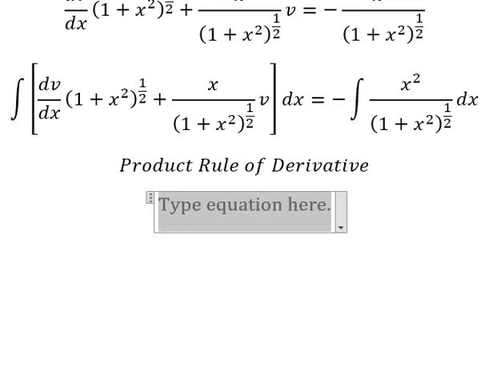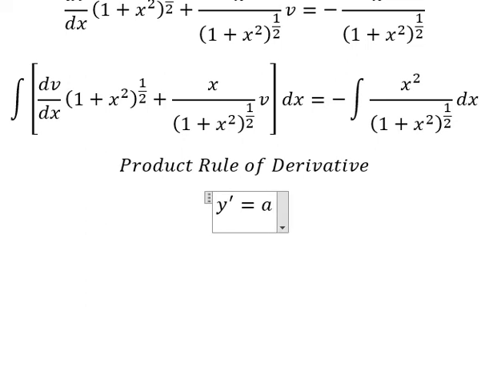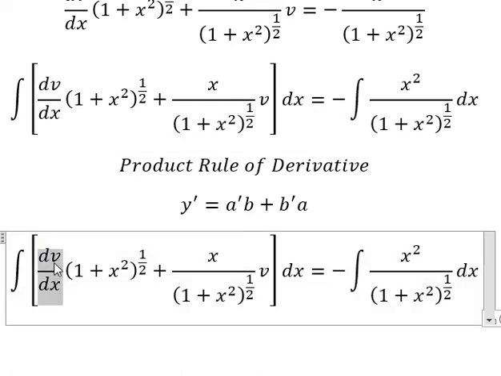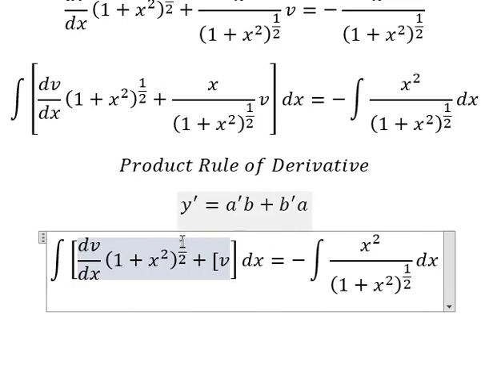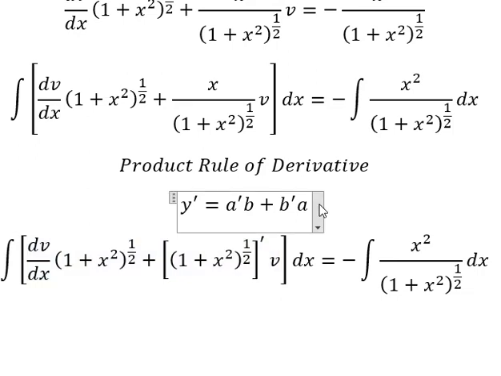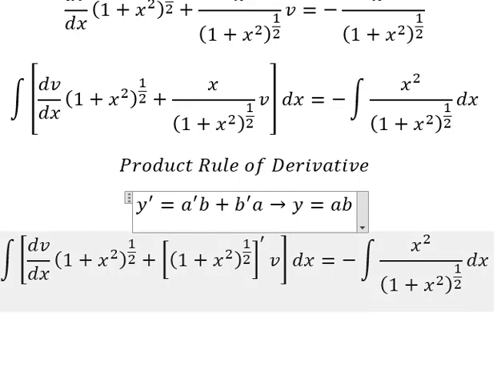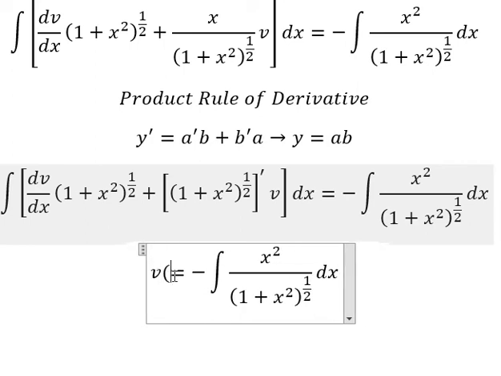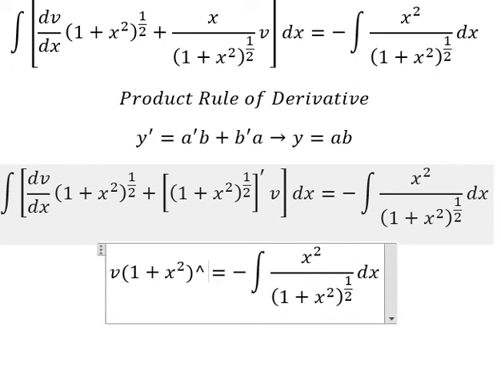So we have the first derivative of y equals the first derivative of a multiplied by b plus the first derivative of b multiplied by a. So this one is the first derivative of a multiplied by b, and this one is the first derivative of b multiplied by a. So the integration of this one, we have y equals ab. So the integration of that one, we have v multiplied by 1 plus s squared to the power of 1 over 2. Now I will concentrate on this one.